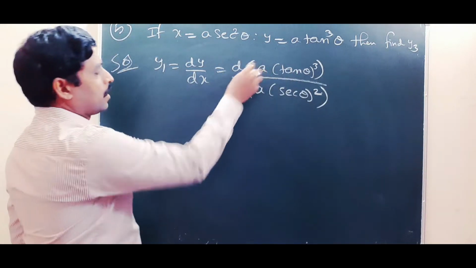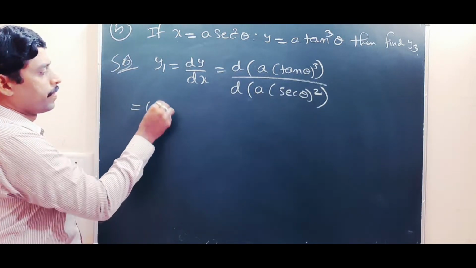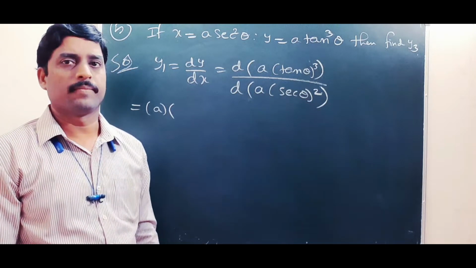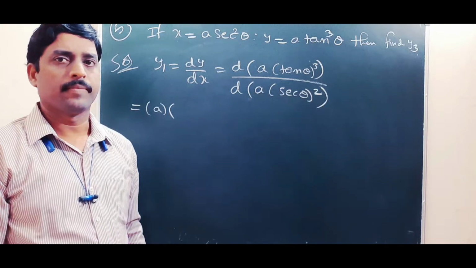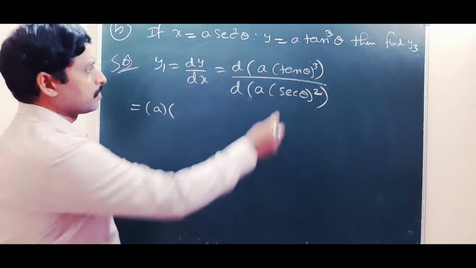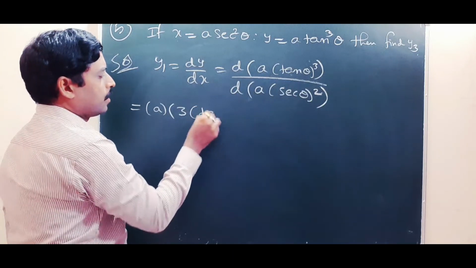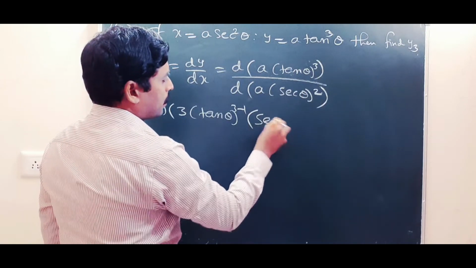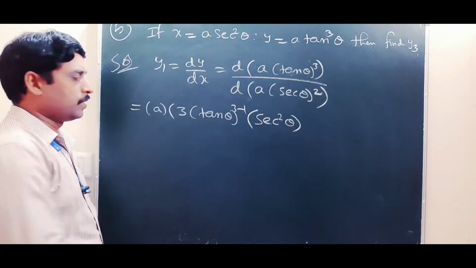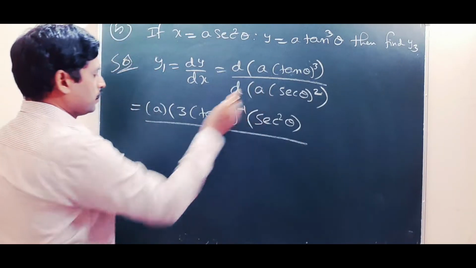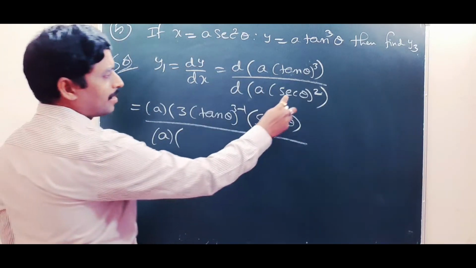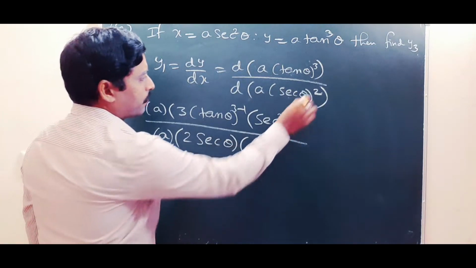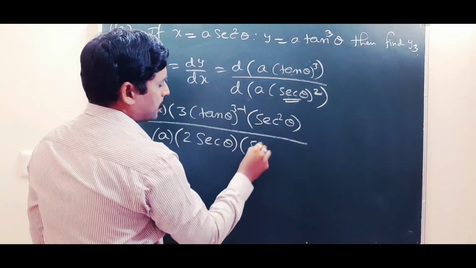Okay, in this a is constant, a into differentiation of tan theta whole cube. By using the x to the power n formula, differentiation of x to the power n is n into x to the power n minus 1. So tan theta whole cube will be 3 tan theta power 3 minus 1 into differentiation of tan, which is secant square theta, by using chain rule. Into denominator a constant, differentiation of secant theta whole square will be 2 secant theta into differentiation of secant theta, which is secant theta into tan theta.